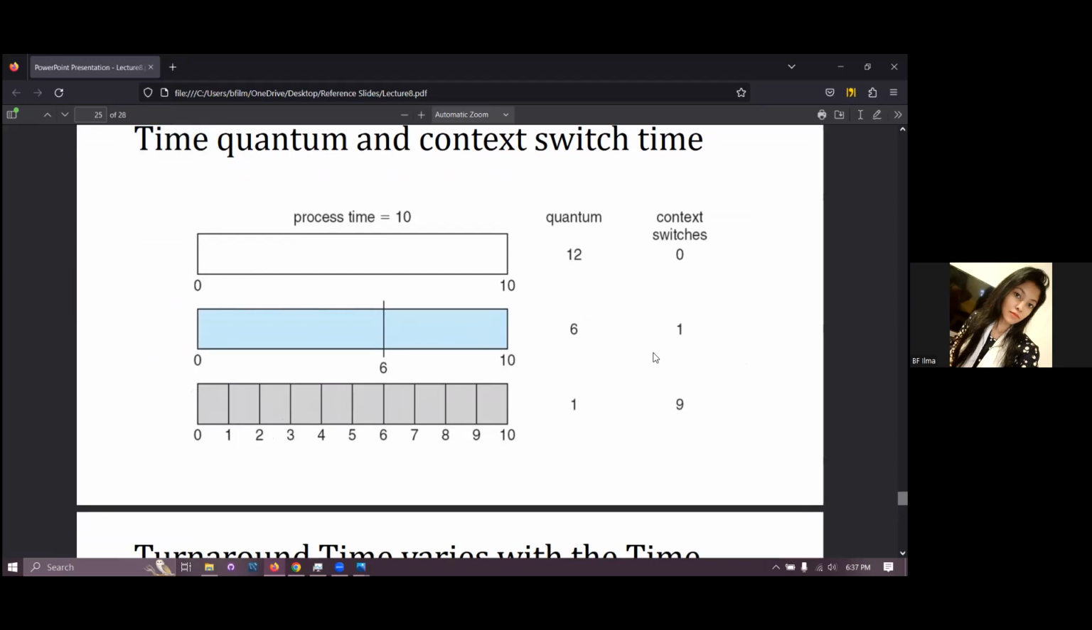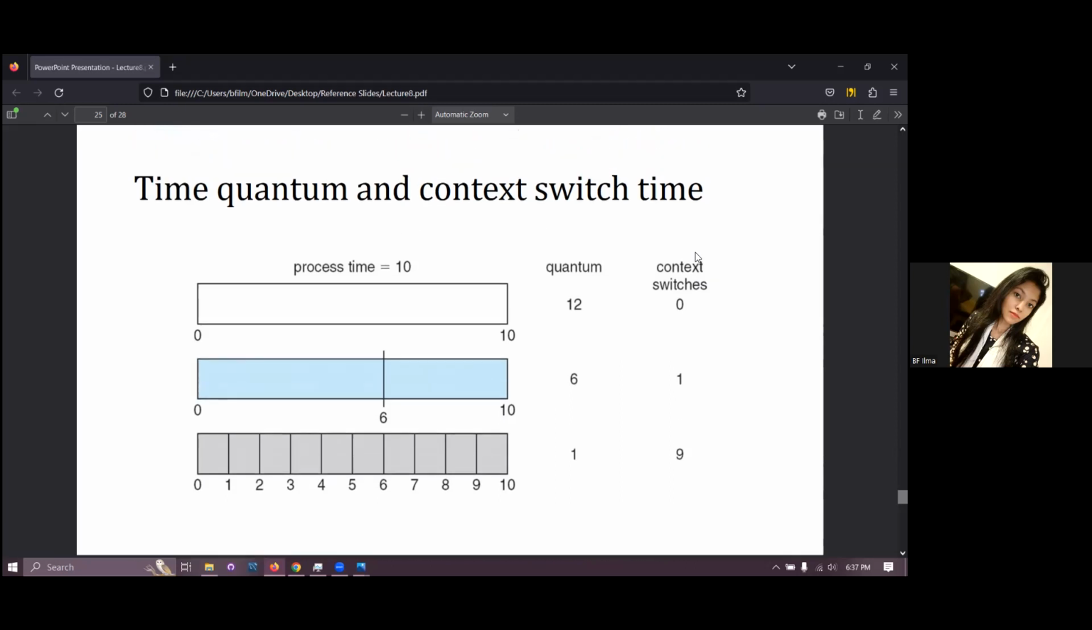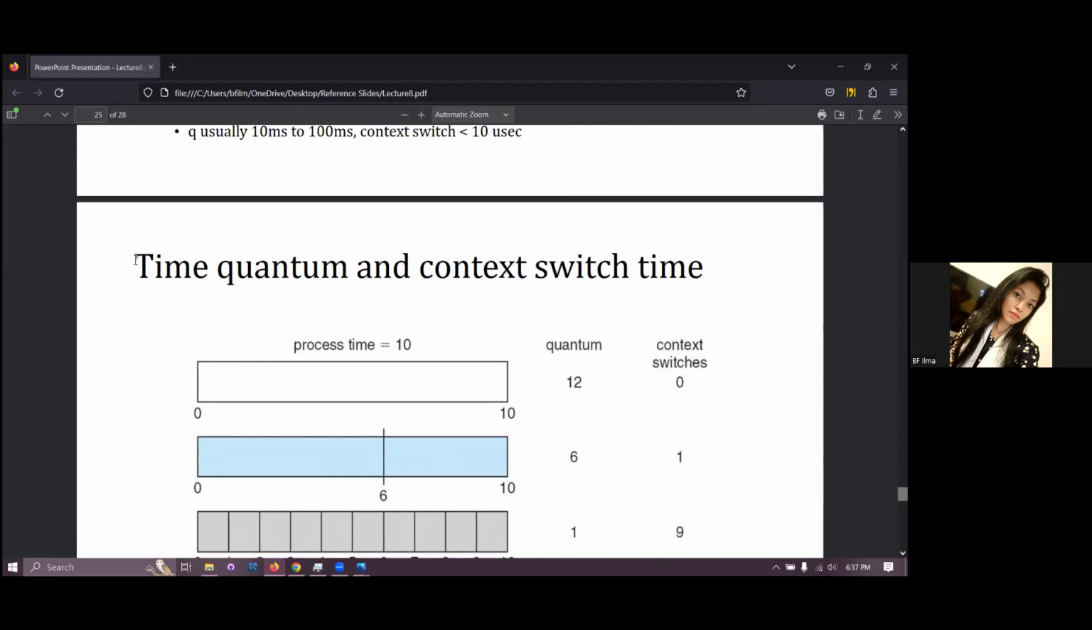When we consider the context switches here, if the time quantum is very large, we have 0 context switches. But if the time quantum is very small, then we have a large number of context switches. Context switches are very expensive, so that is not very efficient either. So we have to consider what would be the most optimum time quantum here.